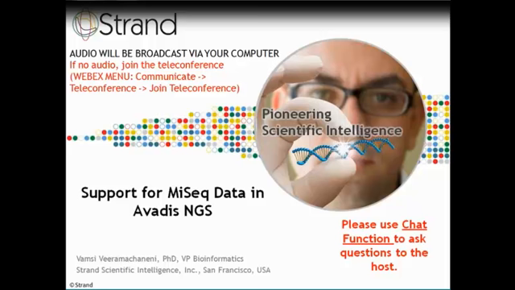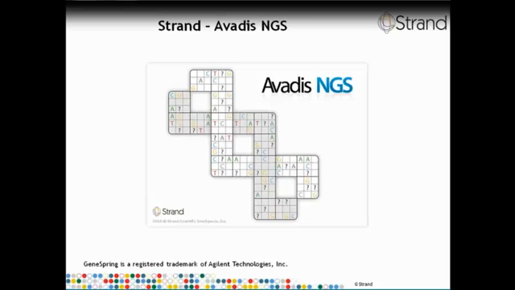Avadis NGS is an NGS product which has been out in the market for more than 1 year now. The goal of the product is to allow biologists to carry out sophisticated NGS analysis in a user-friendly and interactive setting. The product is developed on the same underlying platform as GeneSpring. Those of you who already are GeneSpring customers might find the user interface very similar and intuitive.